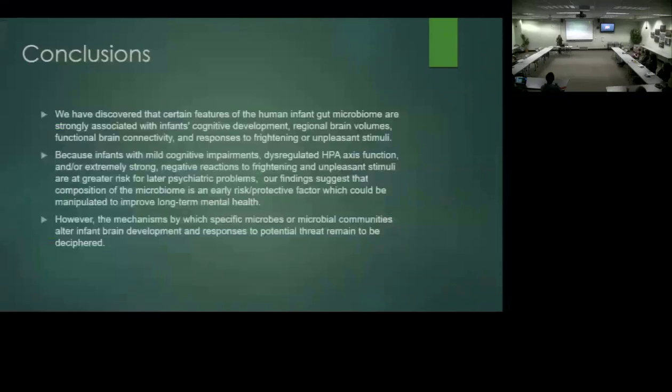So conclusions for part 2. We've discovered that certain features of the human infant gut microbiome are associated with cognitive development, with behavioral responses to potential threat, and with functional brain connectivity. The previous literature suggests that infants with mild cognitive impairments, dysregulated HPA axis function, and/or extremely strong negative reactions to these kinds of stimuli are at increased risk for later problems. So that suggests that the composition of the microbiome may be an early risk or protection factor that could be manipulated to change long-term outcomes.